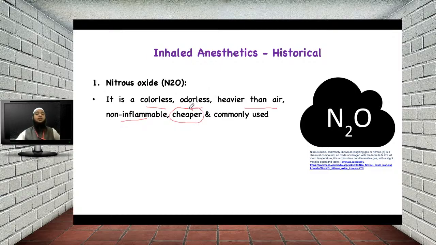Especially in a developing country, where cost is the major parameter of surgery, you can prefer using nitrous oxide over the expensive newer molecules. So it is cheaper. Since it has all these ideal properties, it is one of the commonly used general anesthetic drugs. Most of the time, due to these ideal properties, it is a commonly used, or rather preferred, general anesthetic drug.